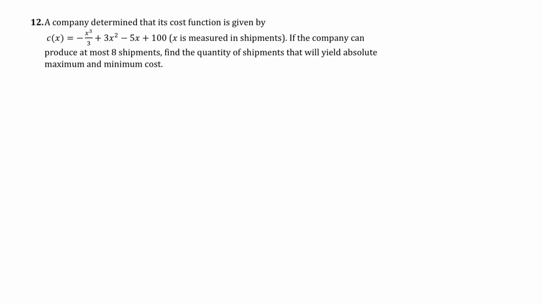All right, for the next problem, a company determined that its cost function is given by this function right there. If the company can produce at most 8 shipments, find the quantity of shipments that will yield absolute max and minimum, max cost and minimum cost.